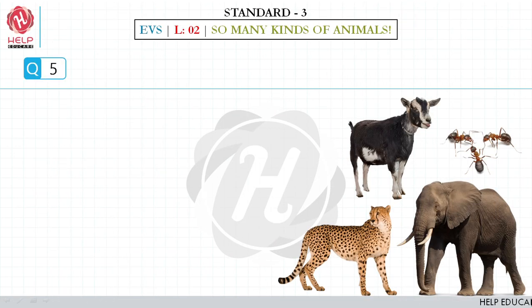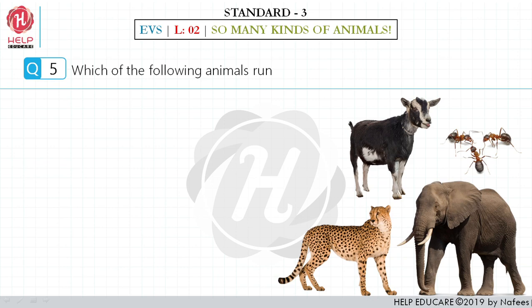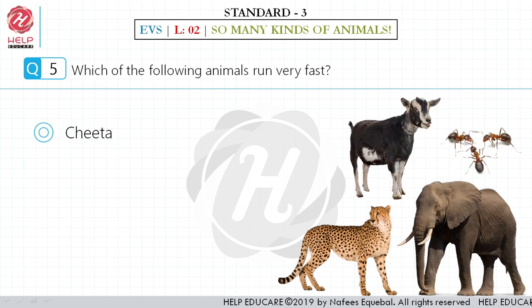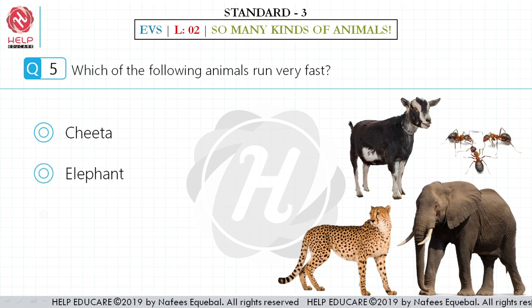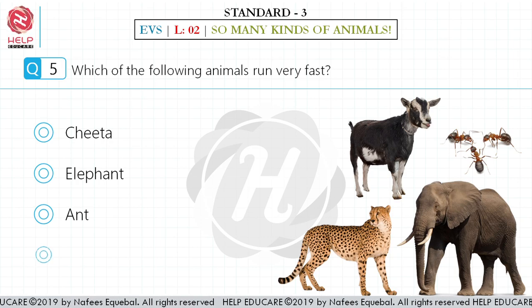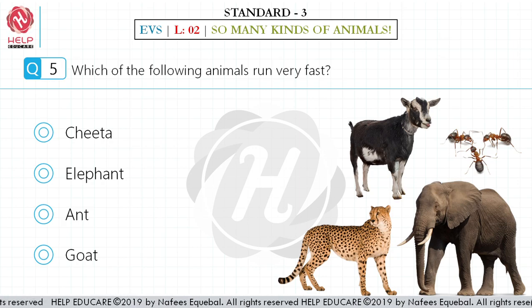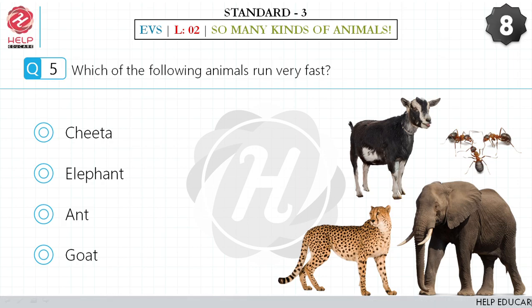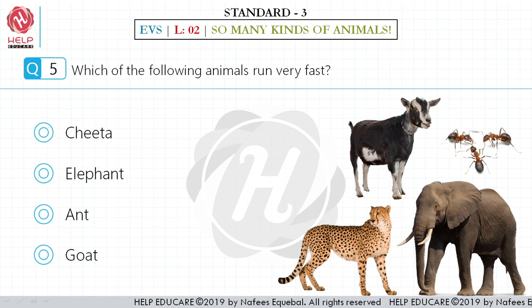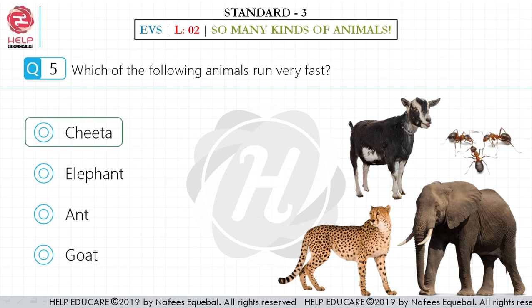Question number 5. Which of the following animals run very fast? First option, cheetah. Second option, elephant. Third option, ant. Fourth option, goat. Here, time starts now. Correct answer is cheetah.